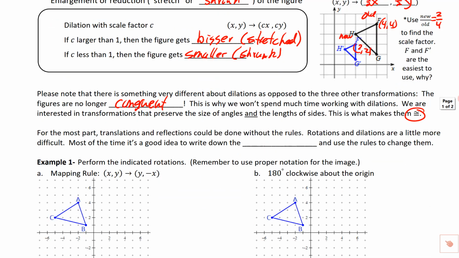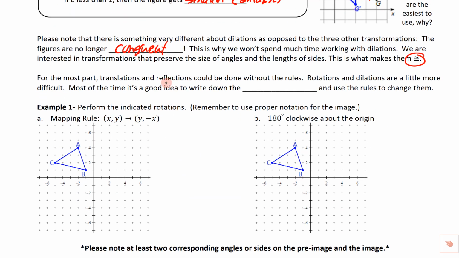Now, for the most part, we can do translations and the reflections, the stuff that we did last time, without the rules. It might be good to refer to them, but translations especially are pretty easy. Rotations and dilations are a little more difficult. So most of the time, it's a really good idea to write down the coordinates of the points and then use the rules to change those. And you'll see what I mean right here.